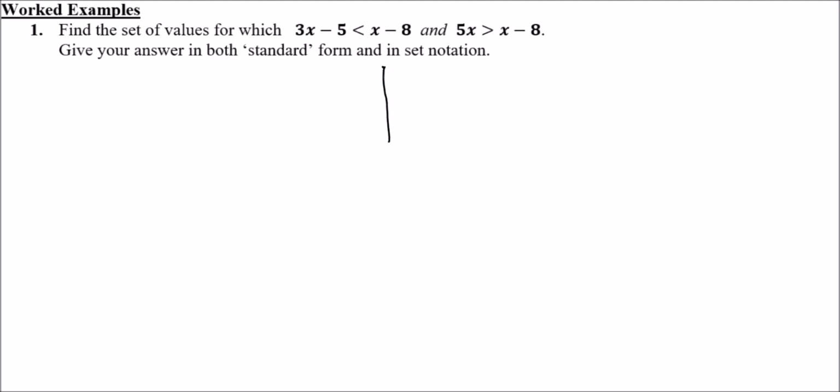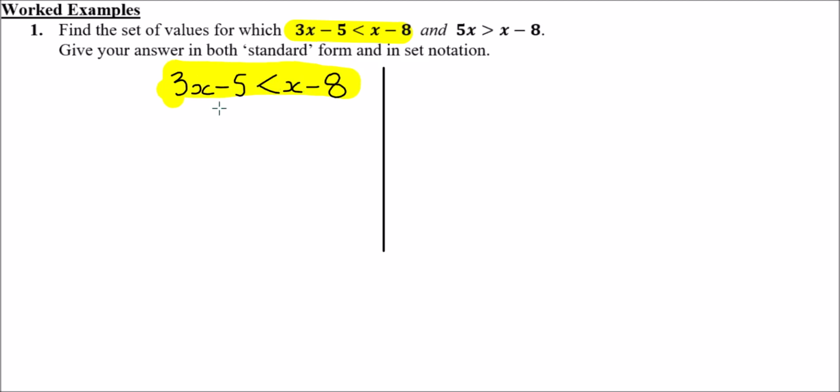Let's get rid of that as well. What I'm going to do first of all is think of this inequality first. We've got 3x minus 5 less than x minus 8. Let's rearrange this and solve this part of it. All I'm doing here is focusing on this aspect. If we subtract an x from both sides, we have 2x minus 5 less than minus 8.